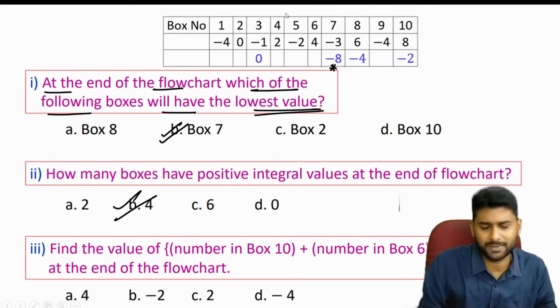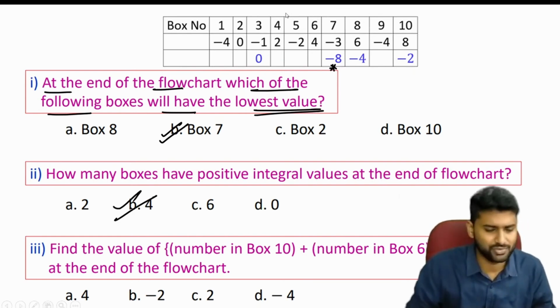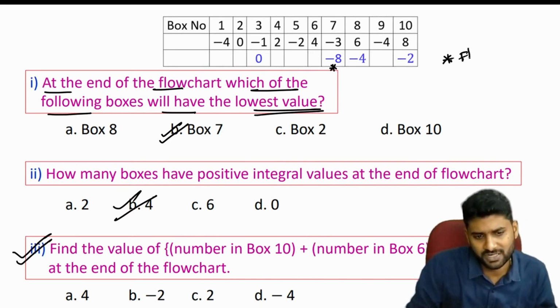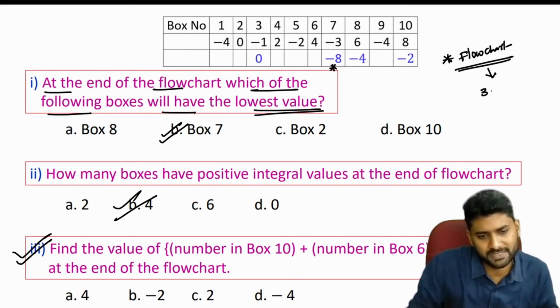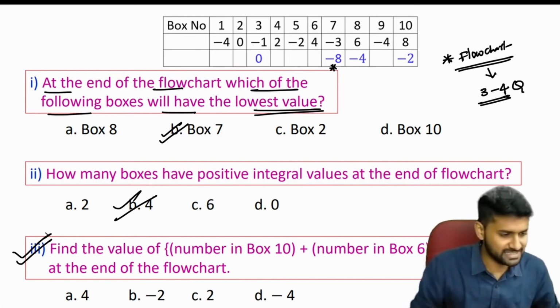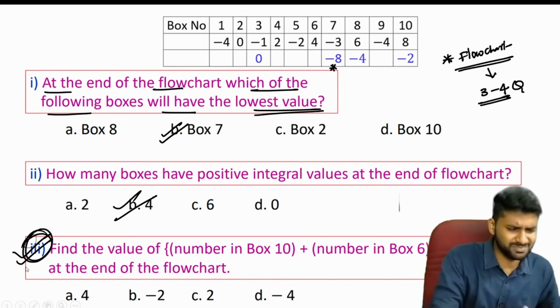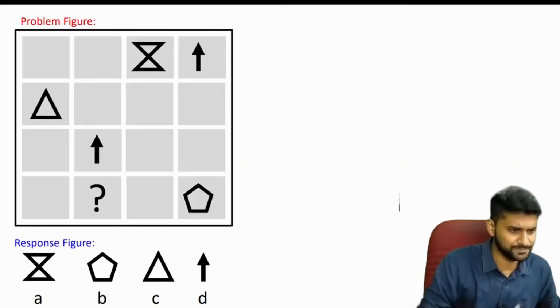Once you understand that particular flowchart, guys, you can easily solve all the questions. Now this is for you. I'm just leaving it for you. Just try this question and post your answer in the comment section, guys. These questions belong to flowcharts. From flowcharts you can minimum expect 3 to 4 questions, guys. It's simply a mathematical operation, guys.